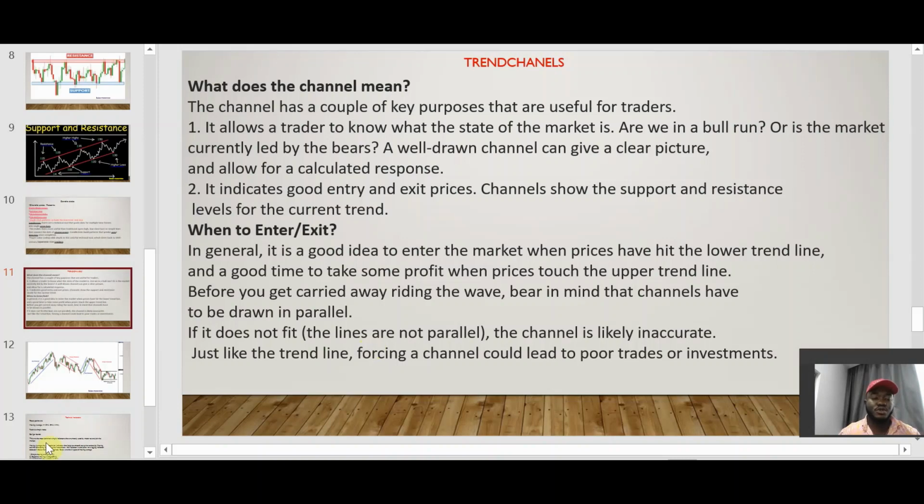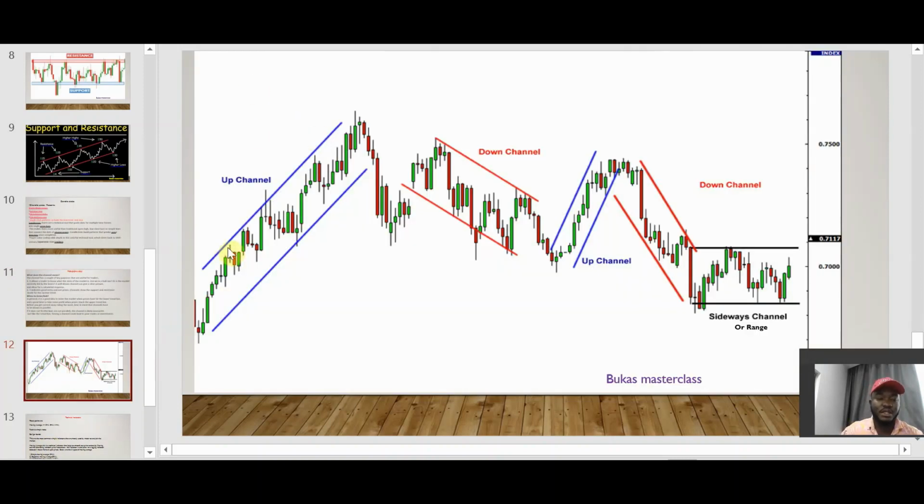So I'm going to show you right now what a channel is. This is a channel. This shows you this is an up channel. When a trade is going higher high, higher low, higher low, higher low, you know that this is an uptrend. But if it's lower high, lower low, lower high, lower low, you know that this is a downtrend.